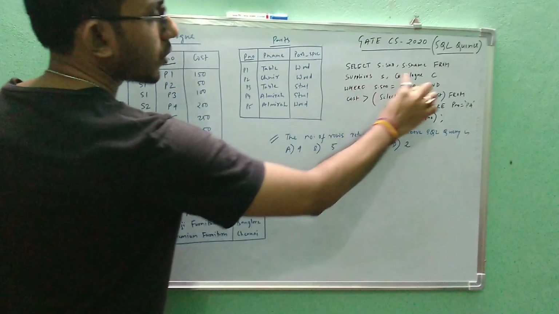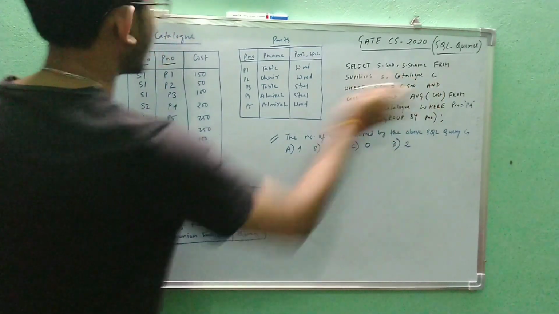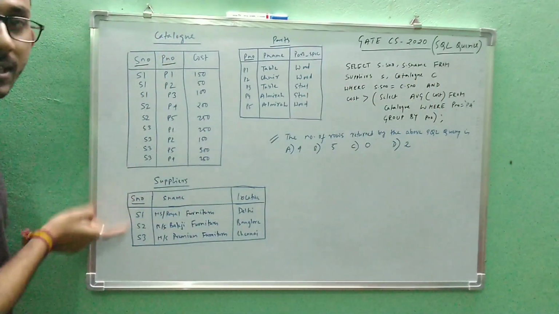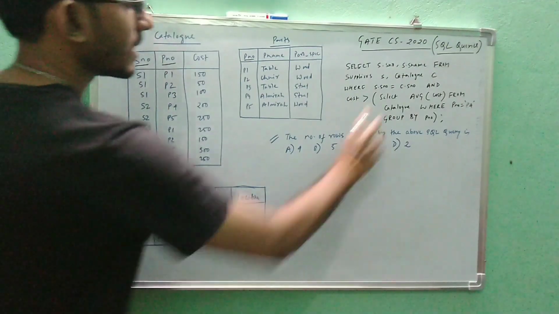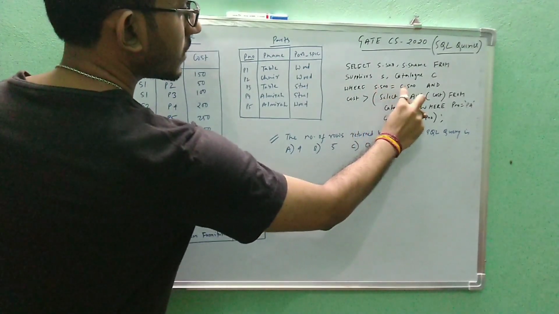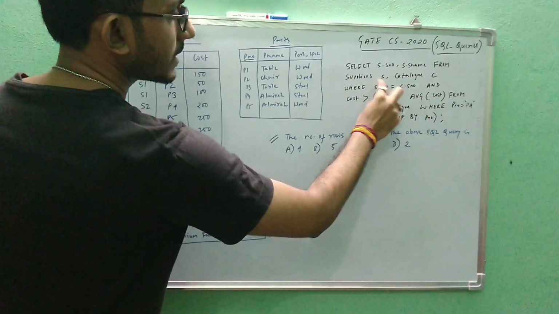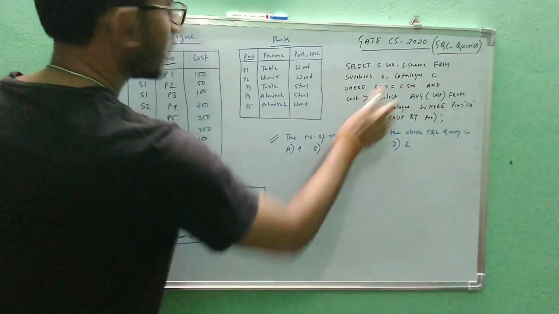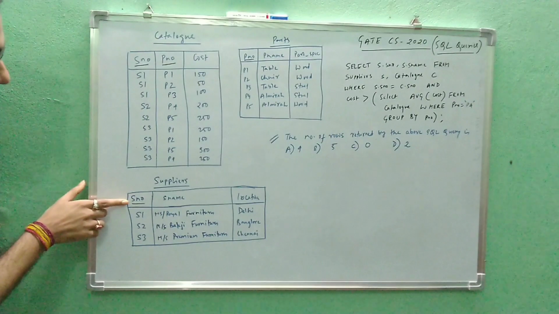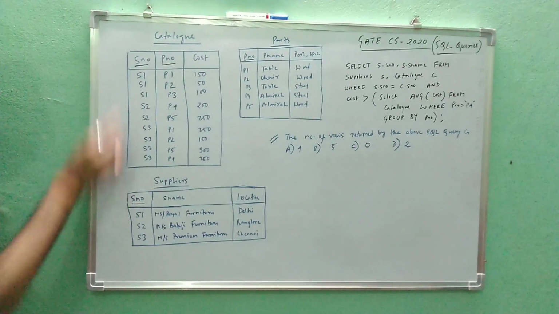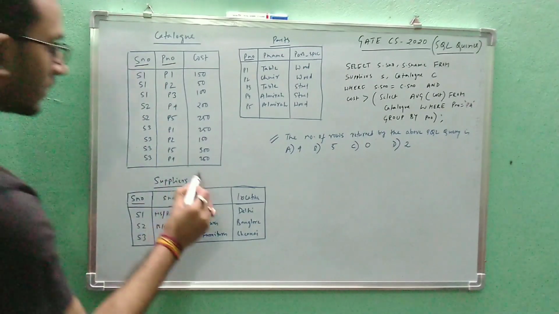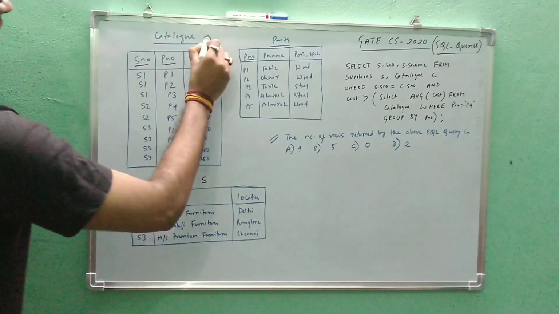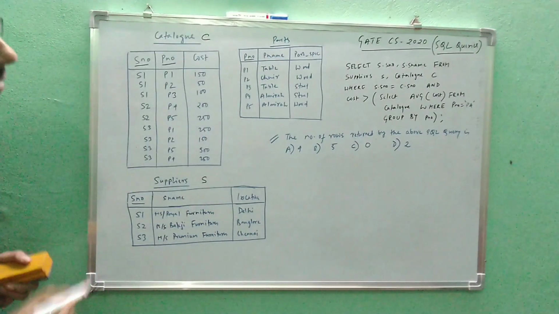We will join these two tables, suppliers and catalog, based on two conditions. One condition is S dot S number is equal to C dot S number. S is for supplier, C is for catalog. So S dot S number is this S number and C dot S number is this S number. Let me write it. This we are referring to as S, this we are referring to as C.